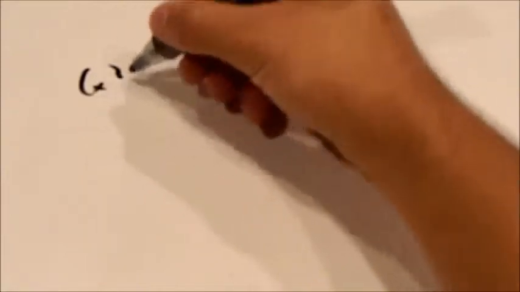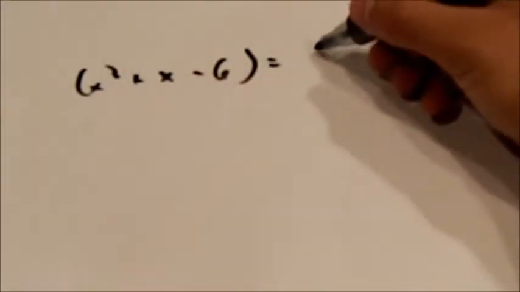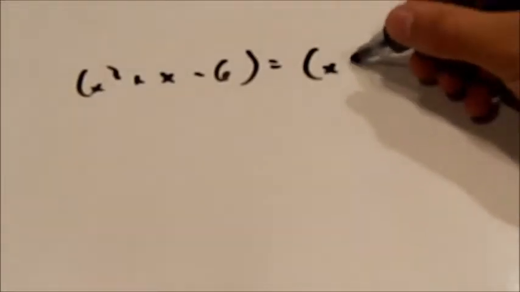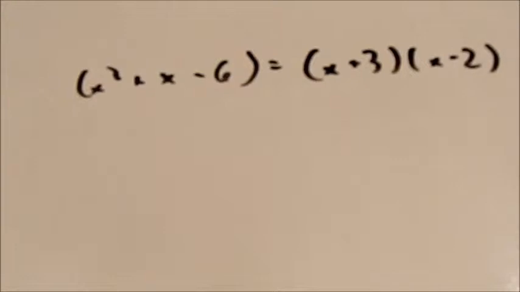There are several methods of factoring trinomials. I'm sure you can pick whichever works best for you. I just like to look at the function and trial and error it. So if we were to break up x squared plus x minus 6 into two factors, we would get x plus 3 times x minus 2.